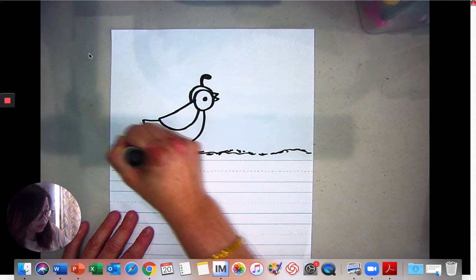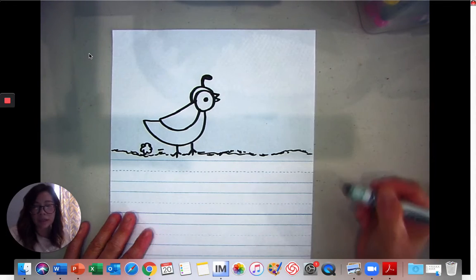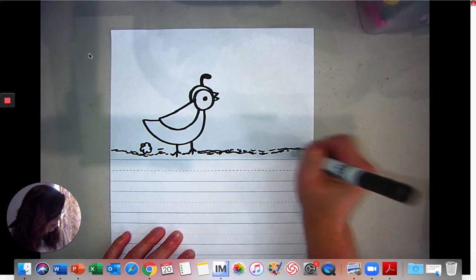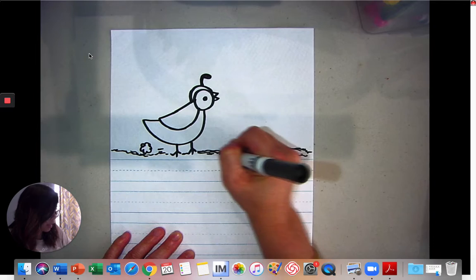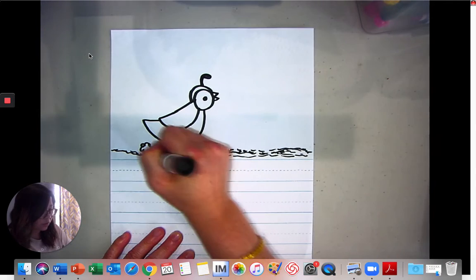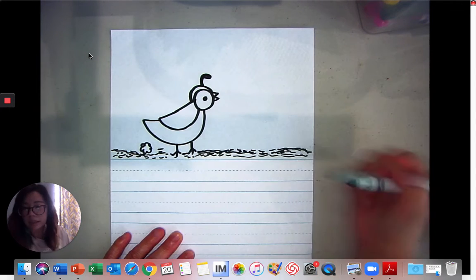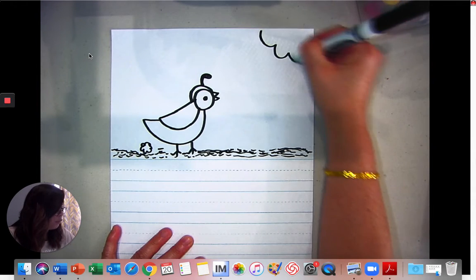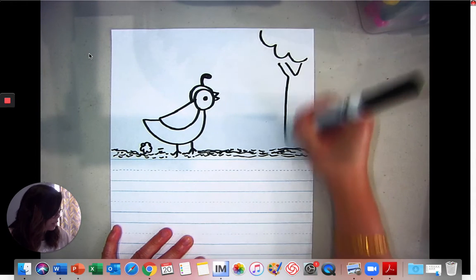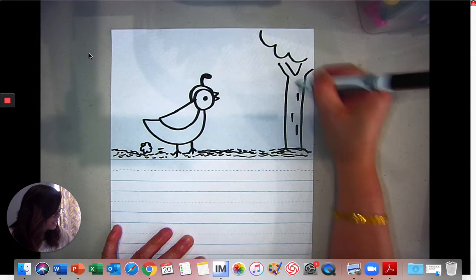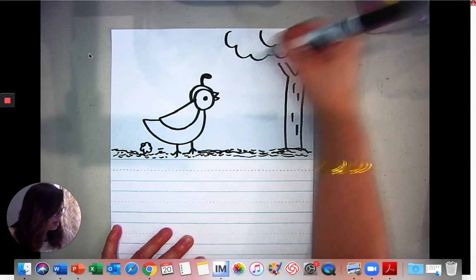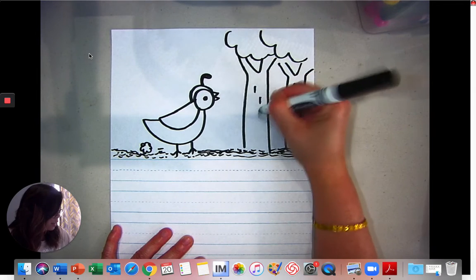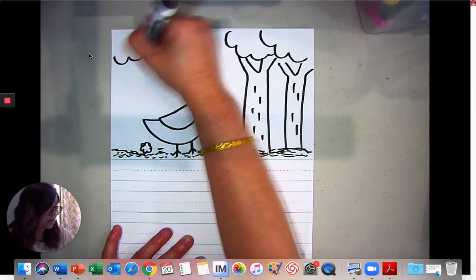in its natural habitat. So where do you think the natural habitat would be for a quail? I'm trying to make it look like a rough dirt road. Do you think it's the ocean? No, I think it's more like the forests or the woods. So I'm going to draw in some trees to show that Mr. Quail here lives in the forest or the woods.